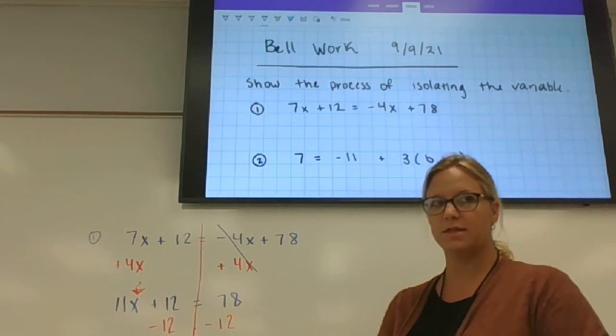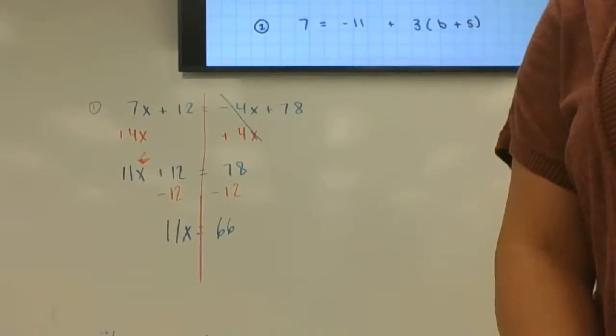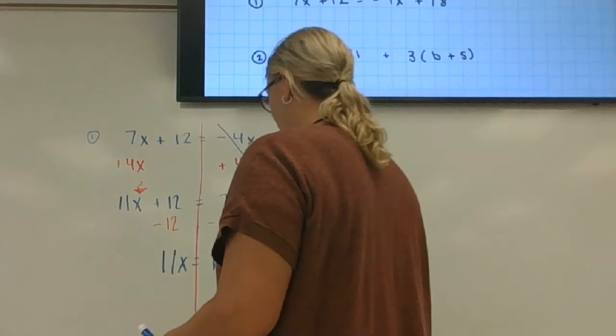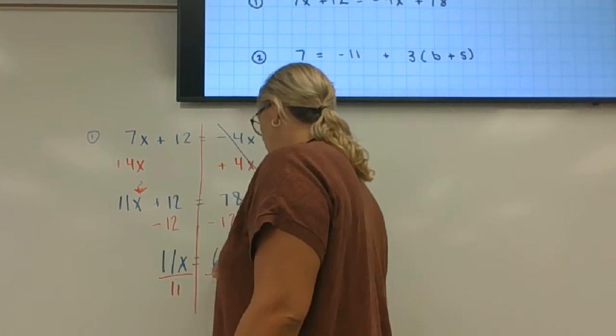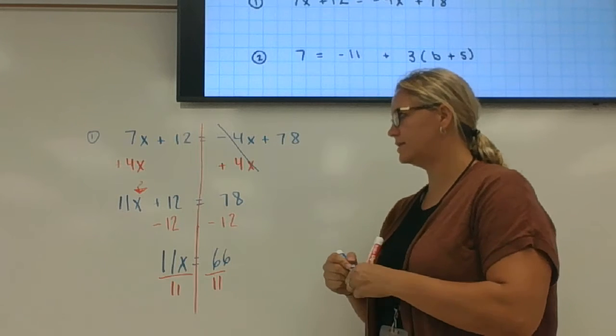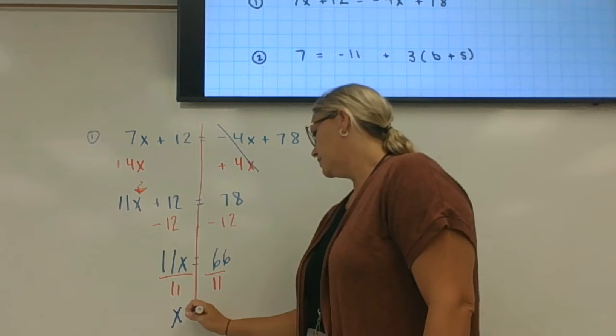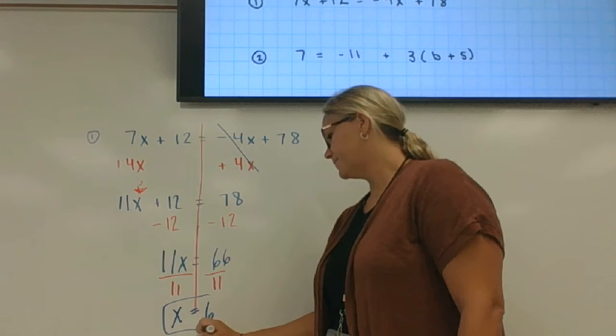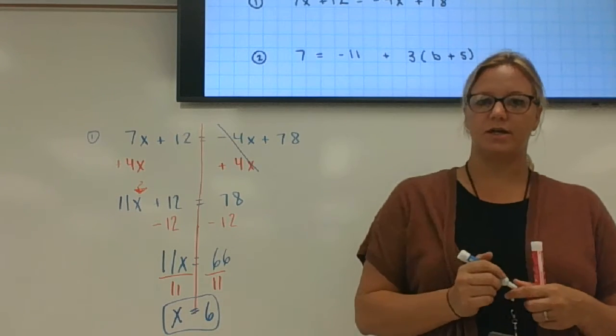11x is 66. And then this is multiplication, and the opposite of multiplying is dividing. So we'll divide both sides by 11. This time the x doesn't go with the 11. X equals 6. And you can plug it in and check it.